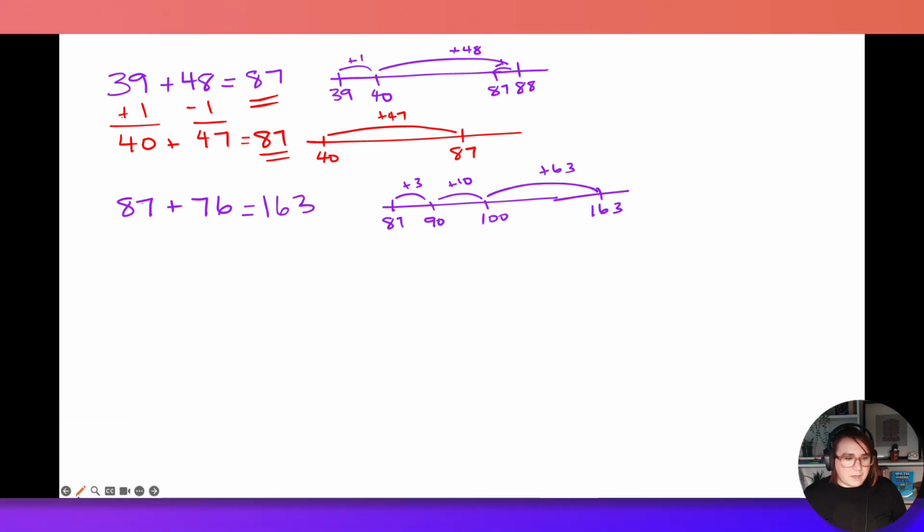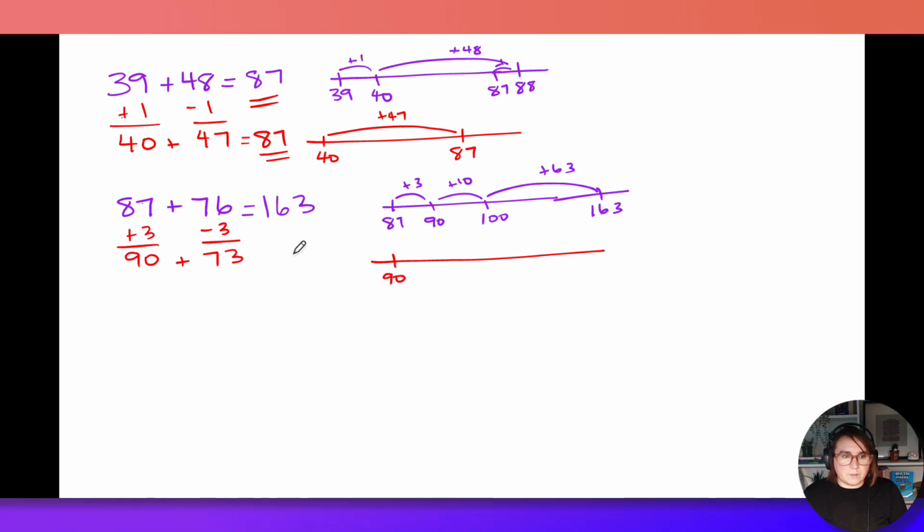It's okay if kids are there, but I'm wondering if we could use a give and take strategy to make this more efficient, more sophisticated. I naturally go to the 87. I'm not sure if you're the same, but this is close to 90. I just have to add 3 more to get 90, but I'm going to take that 3 away from the 76. So now these are my numbers.